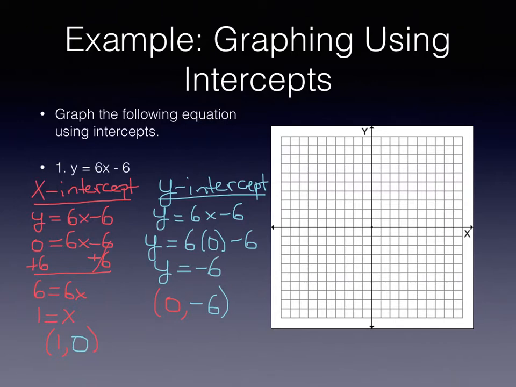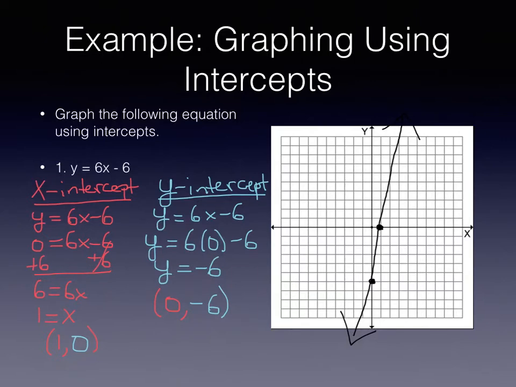All right, now it's time to make our graph. So first point, (1, 0). Starting at the origin, I go over 1, and I make a point. Then for my other next point, (0, negative 6), I don't go left or right, I just go down 6. Make a point. Then using your ruler, you want to connect those two points, draw a straight line, and draw arrows on either side. So the key here is I made two points. X-intercept gave me one point, y-intercept gave me the other.